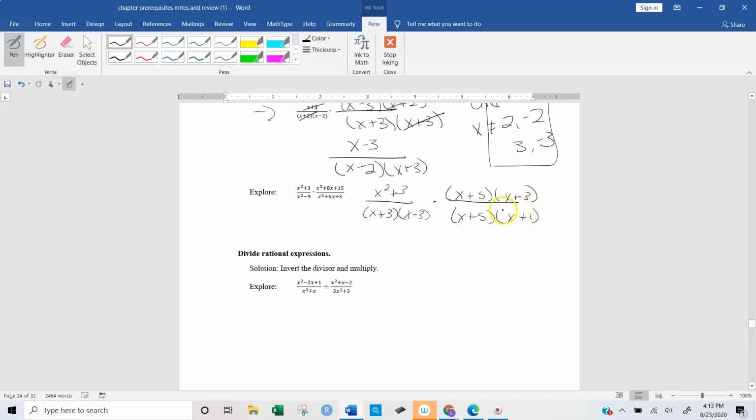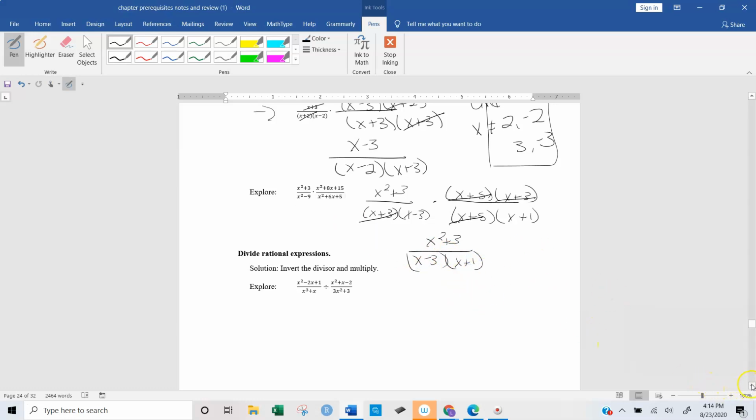All right. Undefined would have been negative 3, 3, negative 5, and negative 1 if we asked, but I did not in this case. Now we just need to cancel. So x plus 3's cancel. We have both of those in common. We have x plus 5's in common. Nothing else, so your numerator stays x squared plus 3 over x minus 3 times x plus 1.